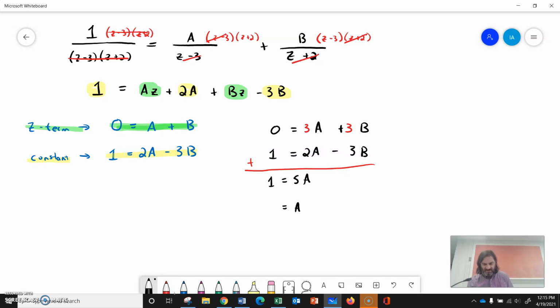So that means A equals 1/5. And if I go back to A plus B equals 0, that means B must be negative 1/5. So my fraction will look like 1/5 over z minus 3 plus negative 1/5 over z plus 2.